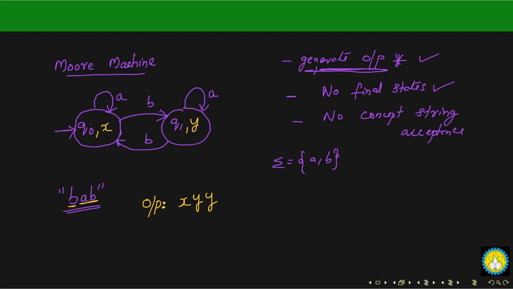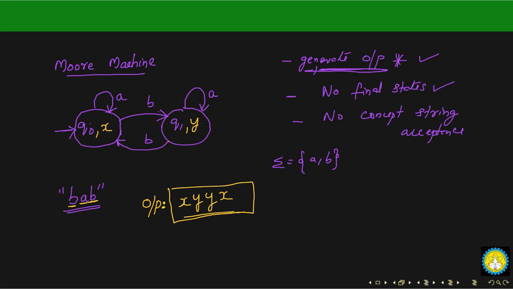When you process that B from Q1, what happens? You'll be reaching back to Q0, and remember the output symbol available at Q0 is X. So that X will also get added to our output. So this becomes X. That's the end of the string, and finally we got the output string as XYYX. This is going to be our final output that we got from this Moore machine.